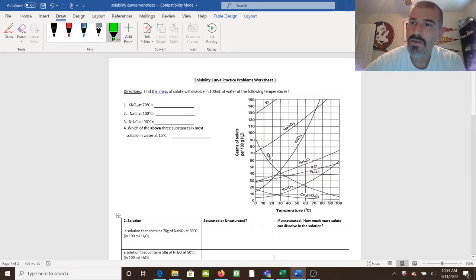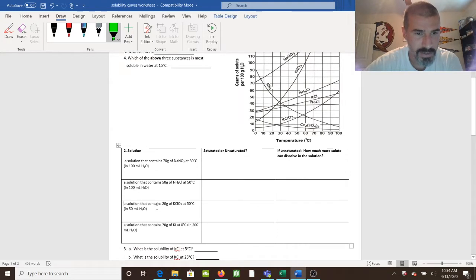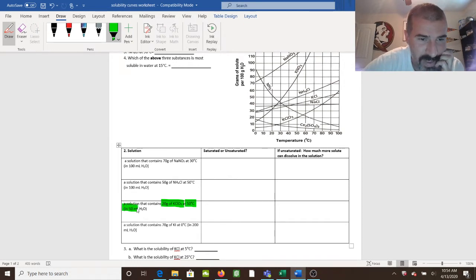So let's talk about these two examples down here in this table. This solution 3 and solution 4 here, giving everybody some trouble. So let's look at example 3 first. So solution contains 20 grams of KClO3. So potassium chlorate. It's at 50 degrees Celsius. But here's the big kicker. It's 50 milliliters of water. So our solution, the volume of the solution that we're talking about is only 50 milliliters.